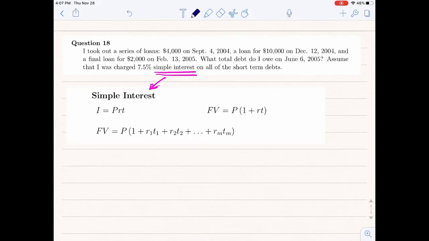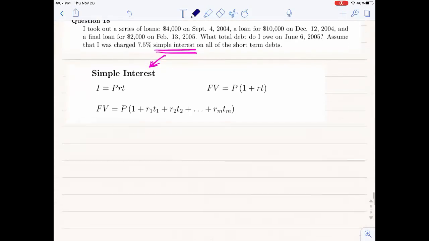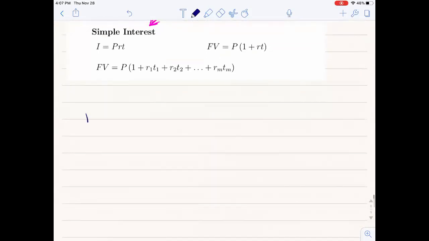For our timelines here, because we've got dates, we're going to have to use our days between dates on our calculator, right? So we've got September 4th, 2004, December 12th, 2004, and February 13th, 2005. But then I also want to know what their value is on June 6th, 2005, right? So I've got 4 dates that I want to plot on here. I'm not going to put today on there just because these are all dates, so we don't need a reference point.